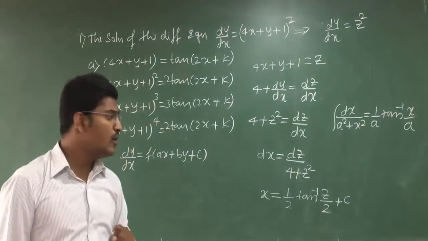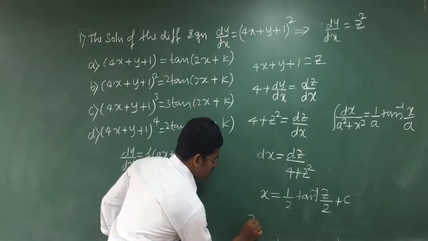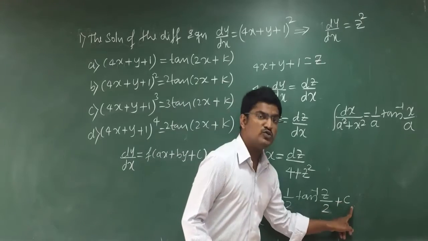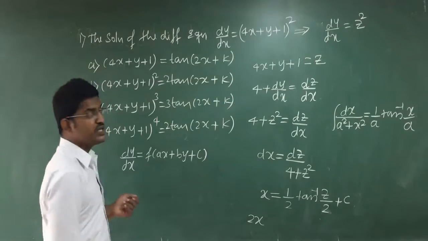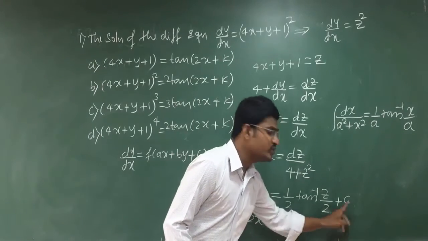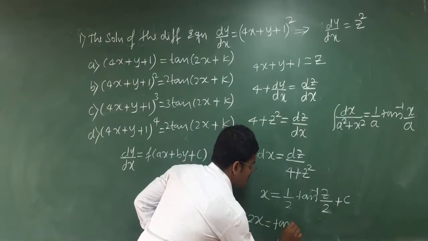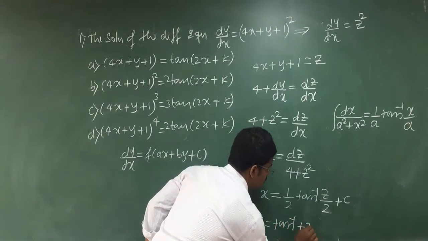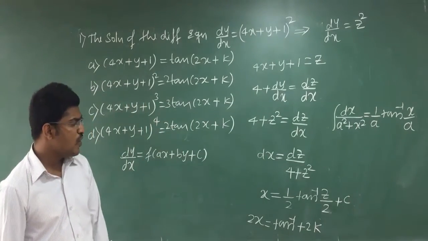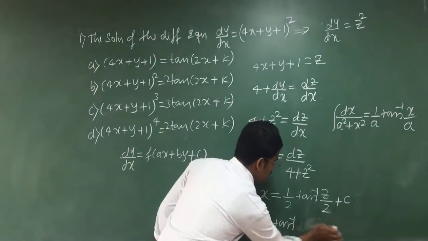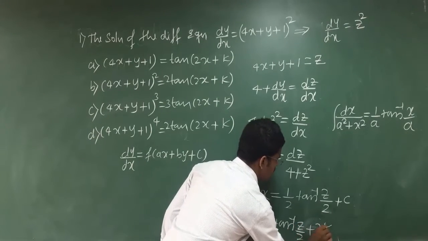Clear? Okay. So now I will multiply these two here. It will be 2x, and you have c. In the place of c, you multiply it with 2. So let us write in the option it is k. If I multiply this 2 with c, it will be k. So that's why tan inverse of z by 2 plus 2k. Clear?